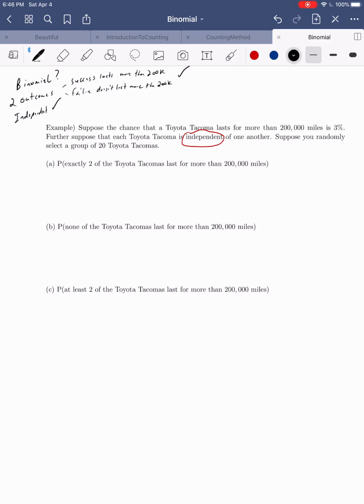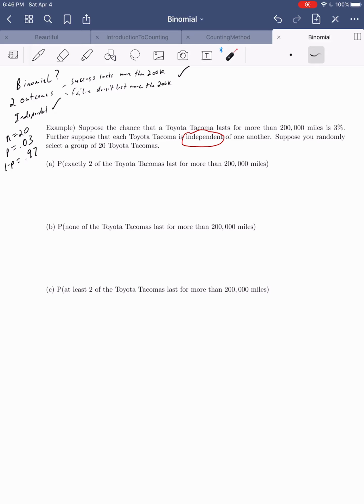Finally, do we know the number of trials and the number of successes? Yep. The number of trials right there, we've got 20 trucks, and we know that the chance that they do last for more than 200,000 miles, in other words, the chance that they are successful, well, that's going to be n equals 20, and p is going to be 0.03. Remember, it would be 0.03 to represent that 3%. We can also make a note of the probability of failure, 1 minus p, would be 0.97 here, right? 97% chance that they do not last more than 200,000 miles.